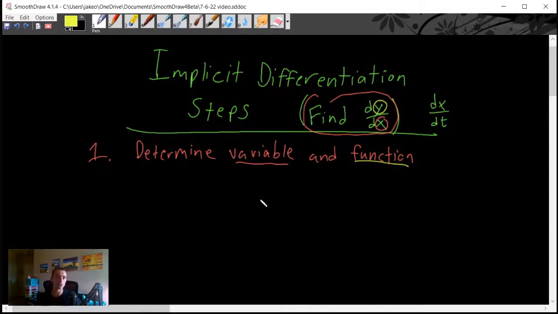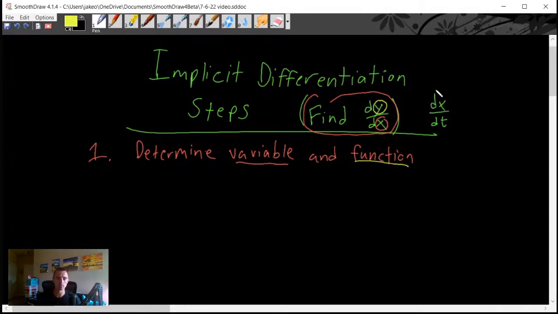And then whatever is your dependent variable or your output variable, whatever the output of your function is, that is your function. So in this case, the x would be the independent input variable, and y would be the dependent output variable.